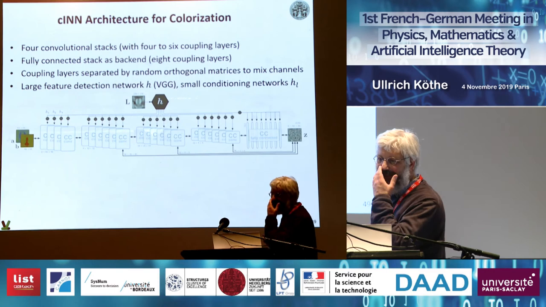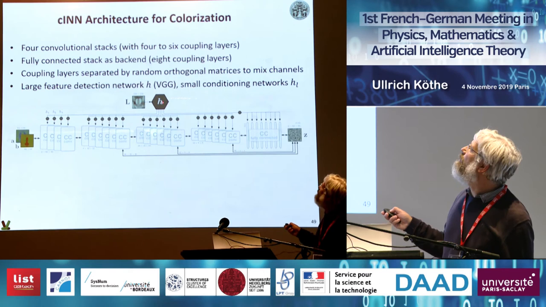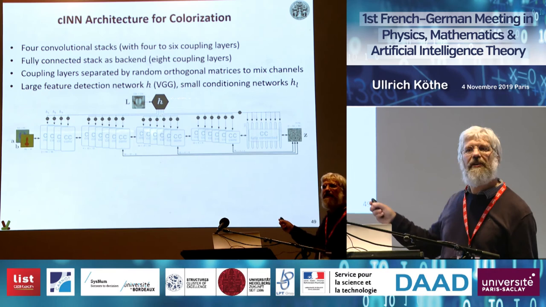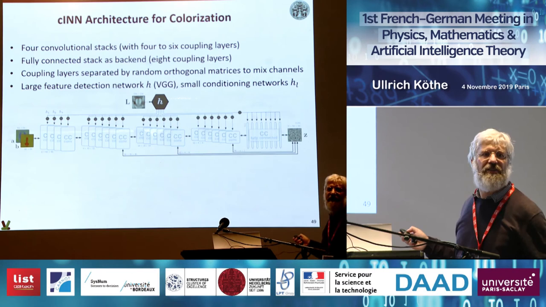So here's how the network looks in detail. First we feed the gray level image to a standard neural network, which performs feature detection. This could be a VGG network. Then we cut the VGG network at some interior layers and say these are the features, the interior activations. This is a very standard approach of training this.